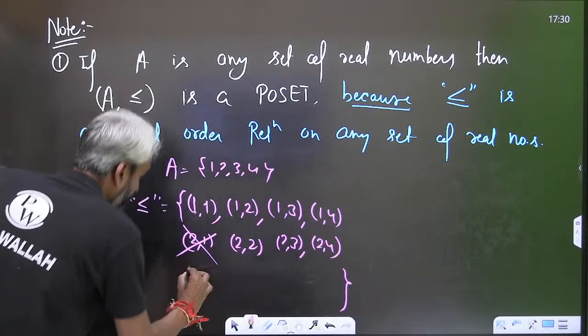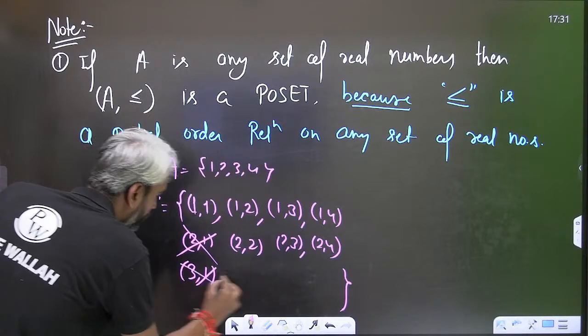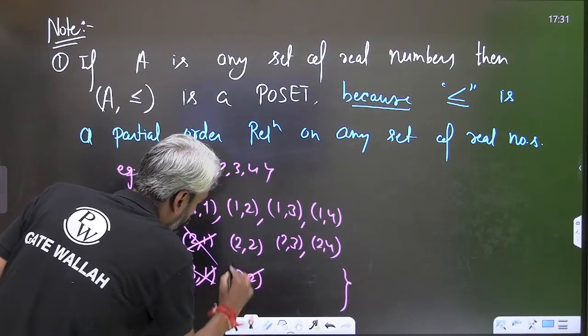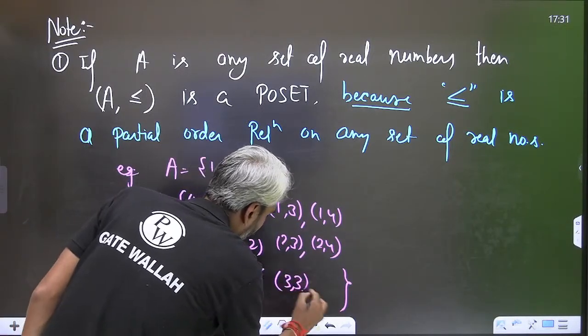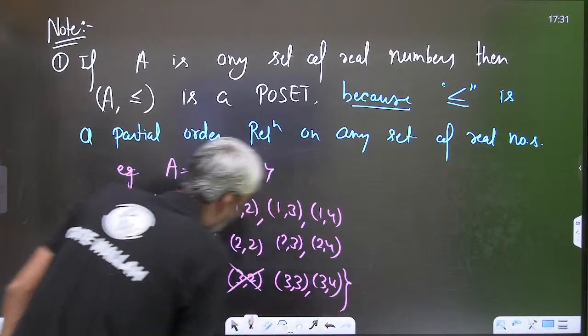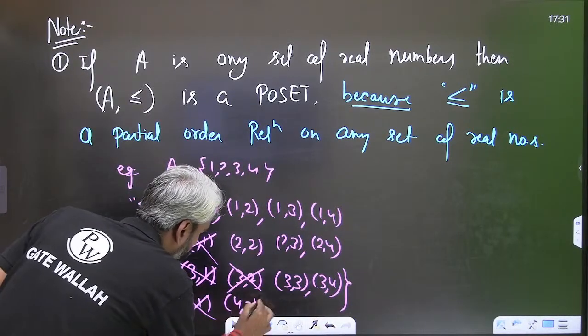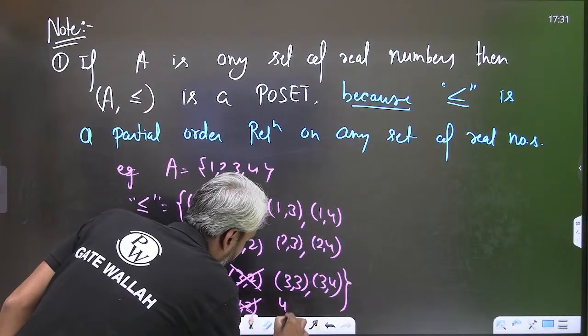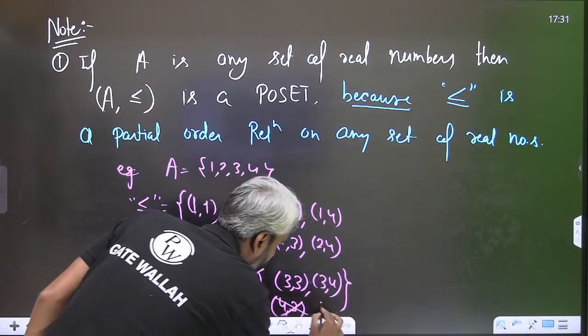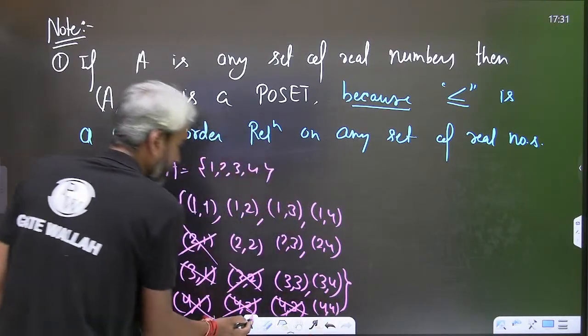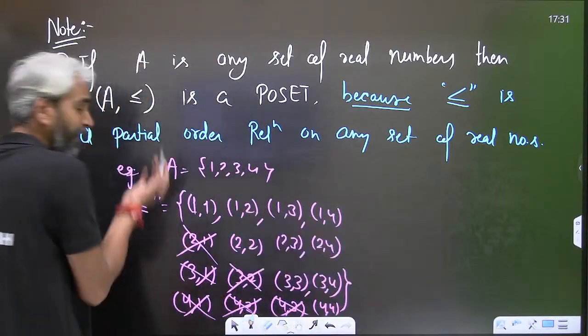3 is less than or equal to 1? No. 3 is less than or equal to 2? No. 3 is less than or equal to 3, yes. 3 is less than or equal to 4, yes. Now, 4 is less than or equal to 1? No. 4 is less than or equal to 2? No. 4 is less than or equal to 3? No. 4 is less than or equal to 4, yes.